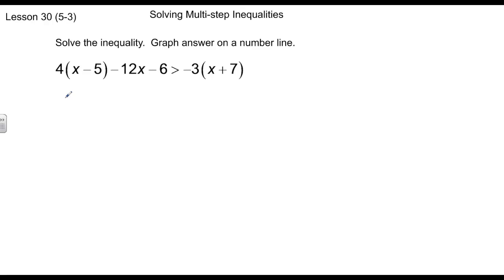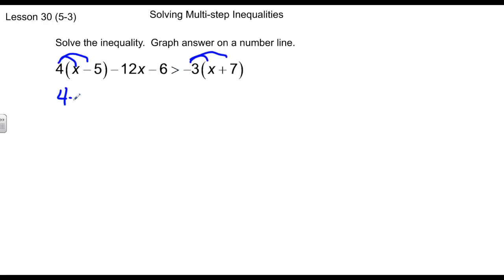Remember, the only rule we need to really concentrate on that's different than equalities is when we multiply or divide both sides of an inequality by a negative, then we must reverse the inequality sign. So the first thing I'll do is I'll distribute the 4 through, and I'll distribute the -3 through. Now notice, I'm going to distribute a -3, but I'm only doing it to one side, so I won't have to reverse my inequality yet.